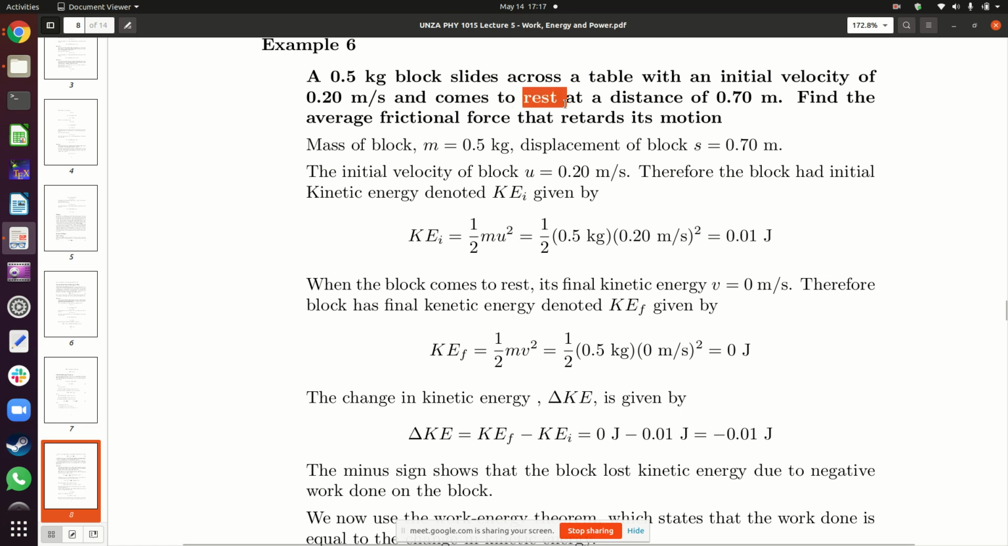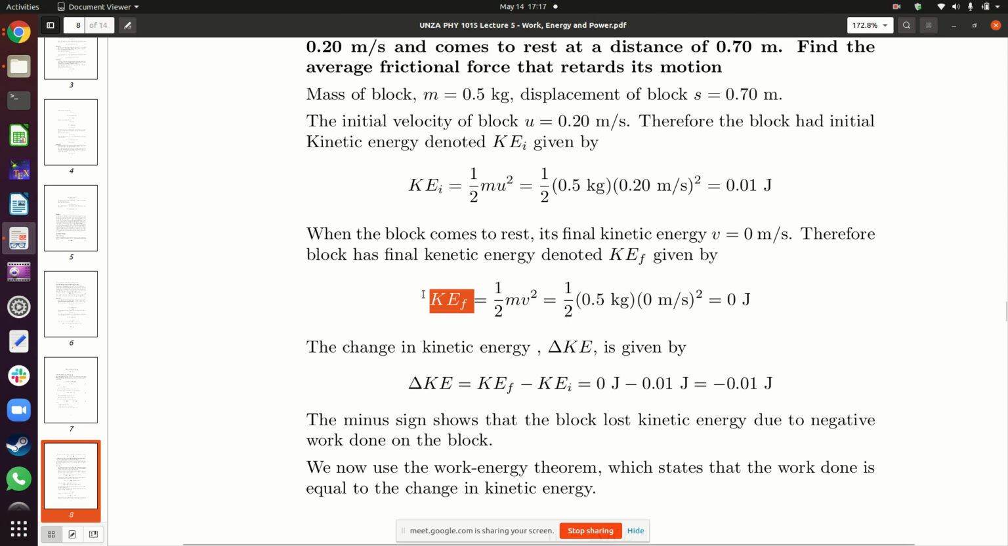Since the object comes to rest, its final velocity v is equal to 0 meters per second. So we can work out the final kinetic energy, KEf, which is half times the mass of the object times v squared. Your v is 0 meters per second because the object comes to rest, so this is half times 0.5 times 0 meters per second squared, which is 0 multiplied by everything else, giving us 0 joules. So we have an initial kinetic energy of 0.01 joules and a final kinetic energy of 0 joules.